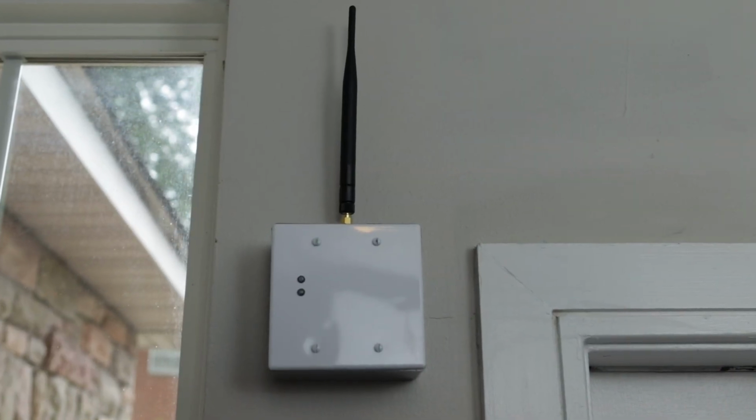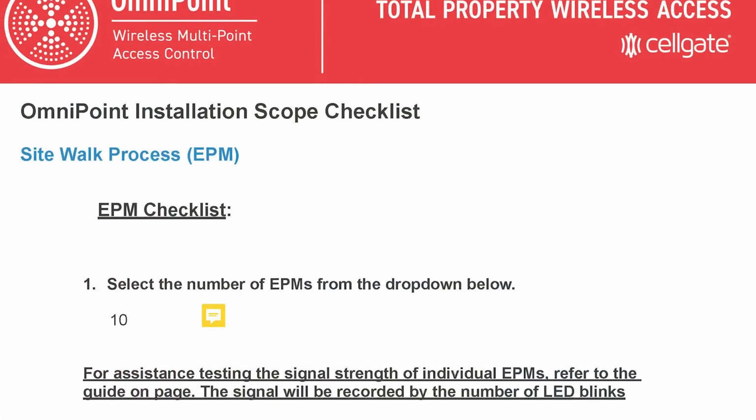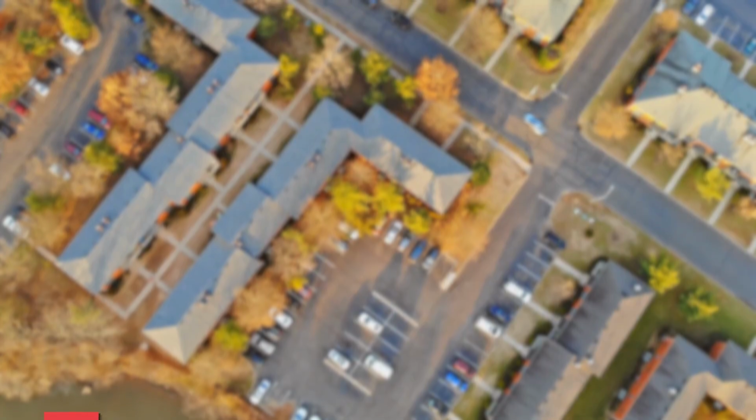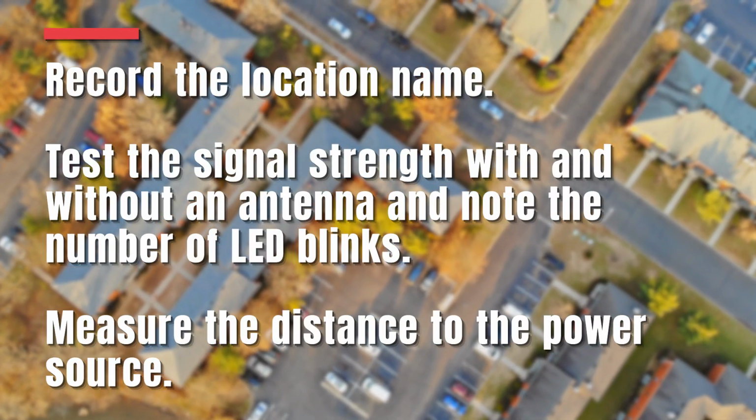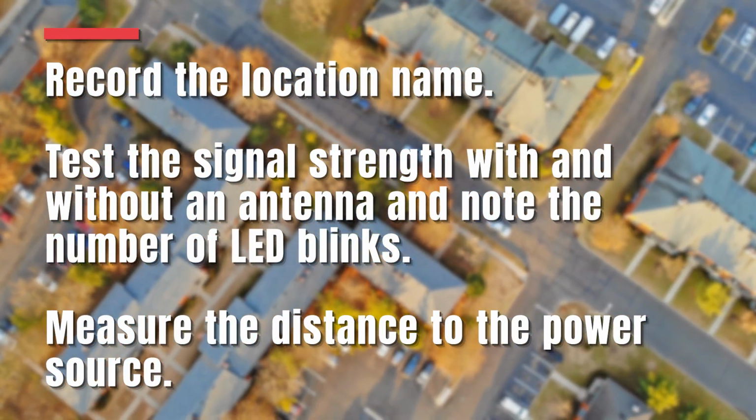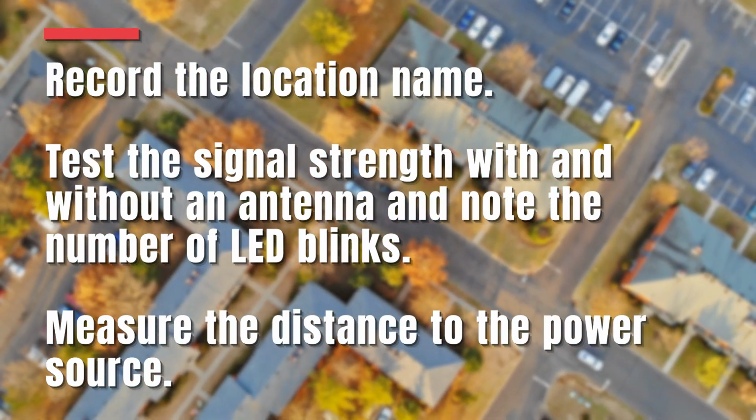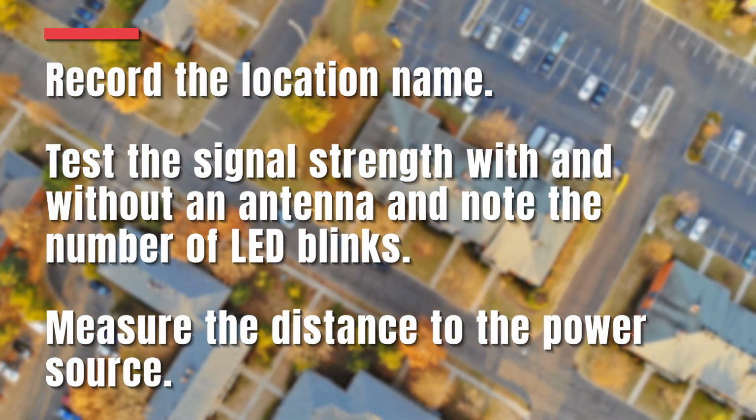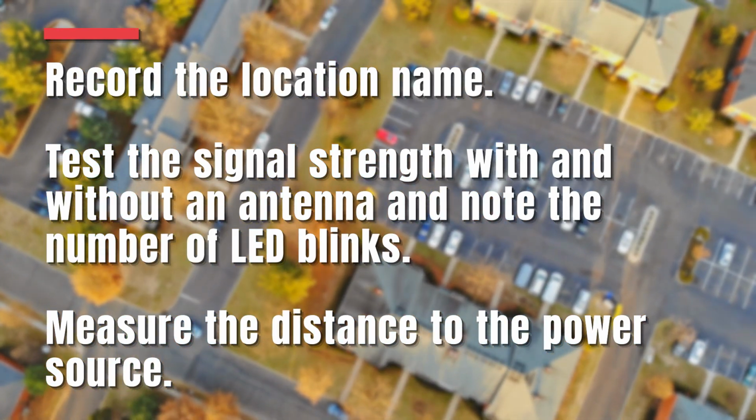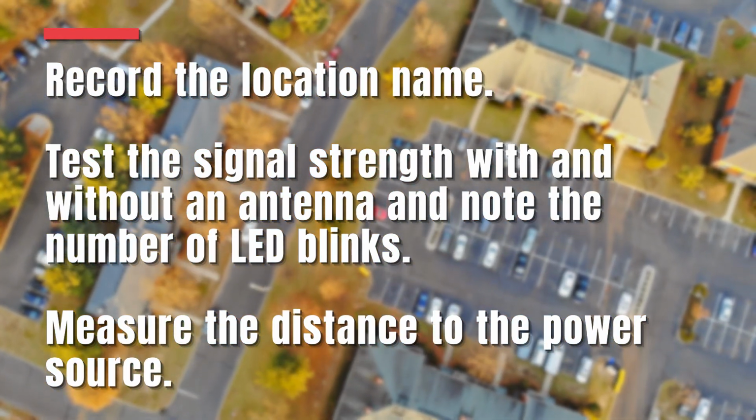EPM signal testing. First, select the total number of EPMs that will be installed at this site. Now, for each EPM, record the location name. Test the signal strength with and without an antenna, and note the number of LED blinks. Measure the distance to the power source. Once again, ensure all this information is consistent with your site map.